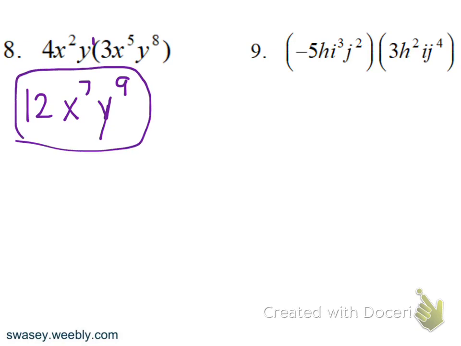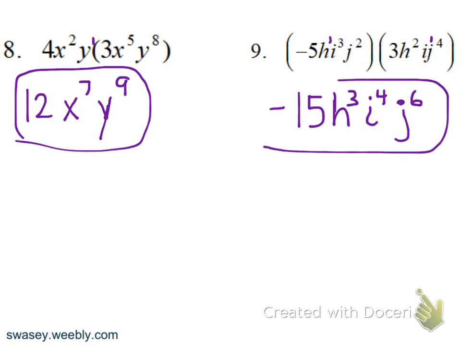Number 9, negative 5 times 3 is negative 15. Now we're looking for ones with the same base. H times h squared is h cubed. 1 plus 2 is 3. I cubed times I to the first power. When you multiply the same base, add exponents, so that's I to the 4th. And then j, you've got 2 and 4, so add those exponents, you get 6. So negative 15 h cubed, I to the 4th, j to the 6th power.